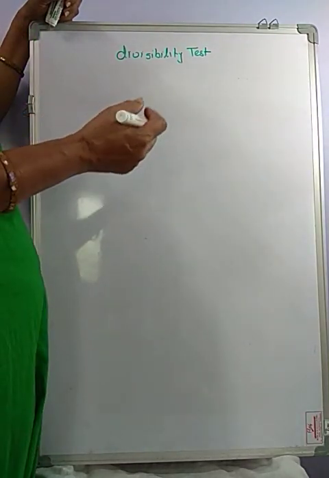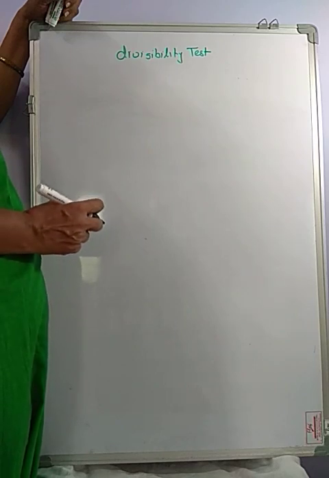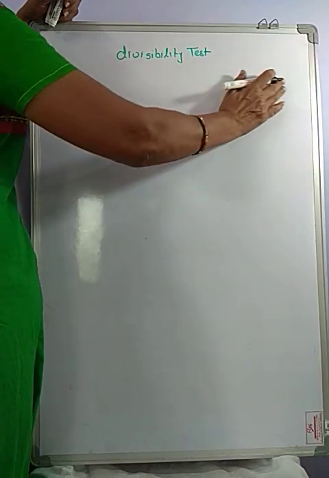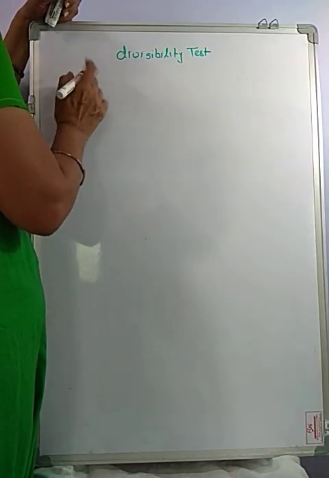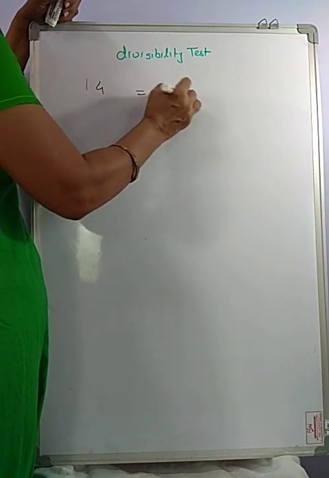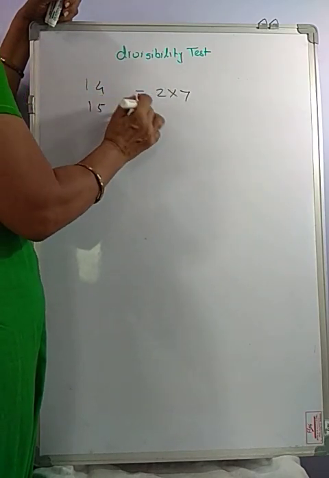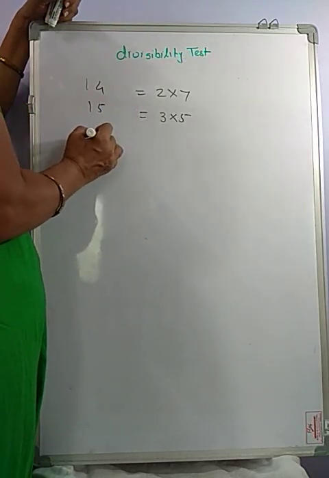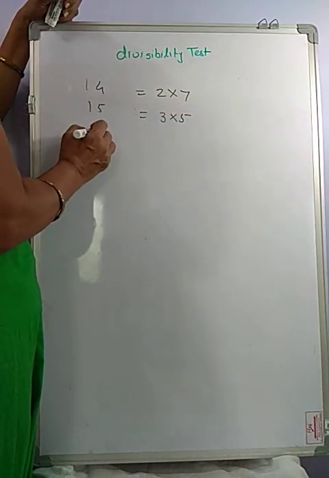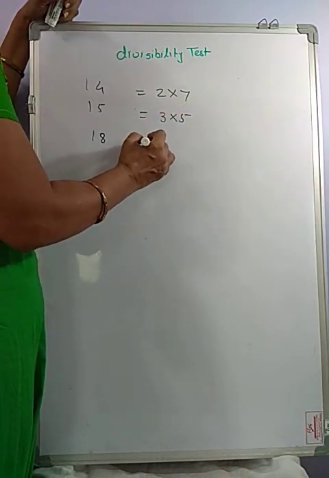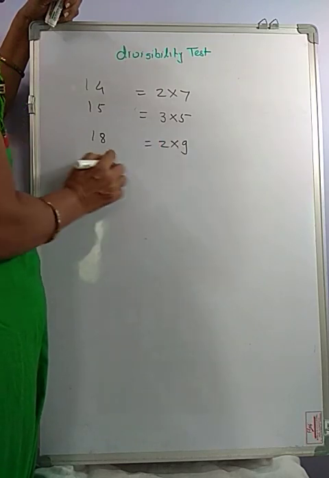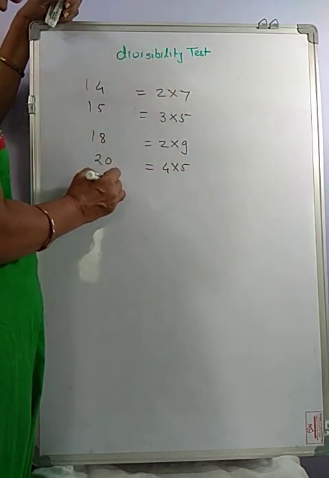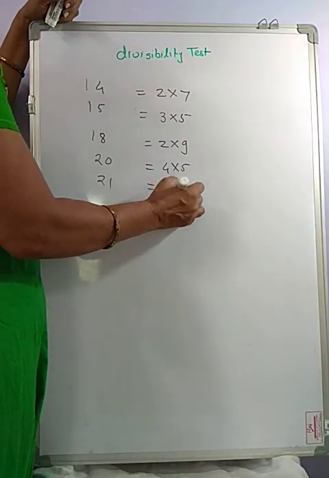After the prime numbers, we just have to check and find co-prime factors for different numbers to apply the divisibility test. For example, 14 can be written as 2 into 7, 15 can be written as 3 into 5, 16 we know, 17 is prime, so we have to divide by it as it is. 18 can be written as 2 into 9, co-prime factors. 20 can be written as 4 into 5, only co-prime factors. 21 can be written as 3 into 7.